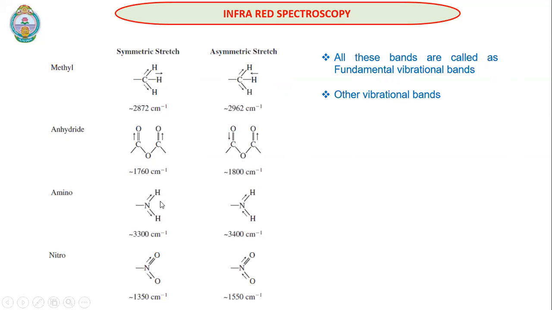Similarly, amine, for example, nitrogen bearing two hydrogens. We have discussed two signals with the same intensities. Yes, for amines, we do observe two signals with the same intensities. They are basically because of symmetrical stretching and asymmetric stretching vibrations. Similarly, for nitro also we have discussed two N double bond O frequencies. That is because of symmetrical stretching and asymmetrical stretching.